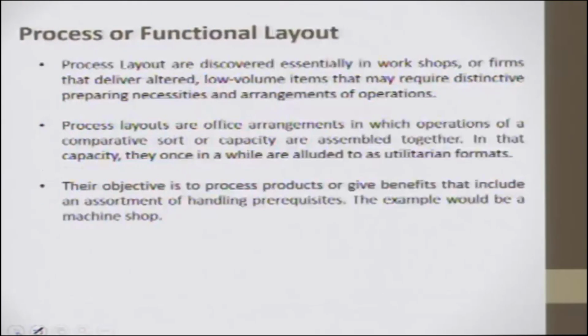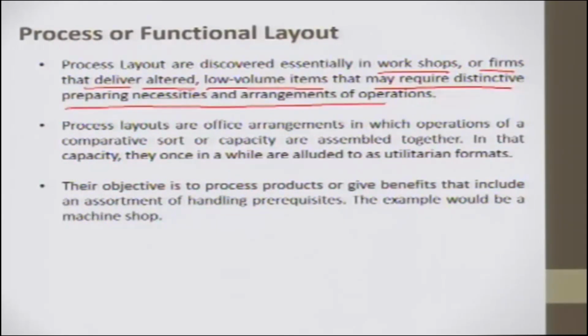So, let us come to the process or functional layout first. Process layouts are found essentially in workshops, firms that deliver altered low volume items that may require distinctive processing requirements and sequence of operations. By low volume, as I just mentioned, that means it is batch production. So, what is process layout? It means the similar kind of processes are arranged in one section of a factory. The similar kind of operations are carried out in one section.